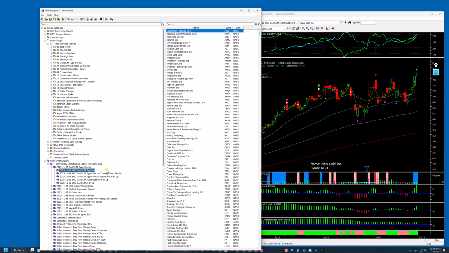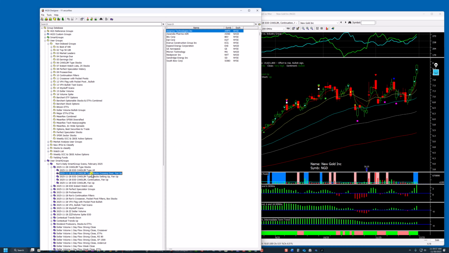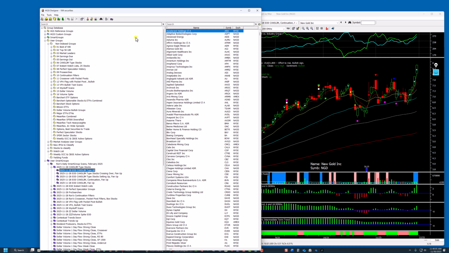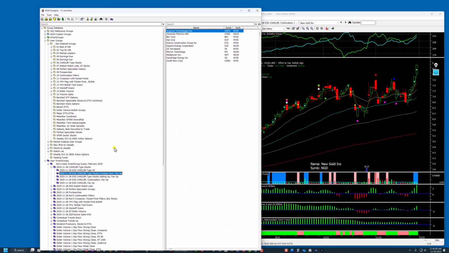You can see there's CANSLIM type all, which means all of the stocks that meet the criteria of 20% revenue growth and earnings growth. That's year over year, quarter over quarter. So you can see there's 184 of them as of Friday. Now this one is CANSLIM type stocks crossing over with the fan up. In other words, the 3 is going up through the 6. This cuts it down from 184 down to 11.